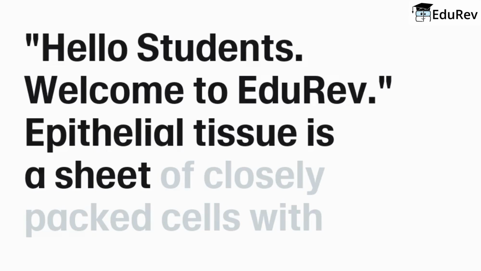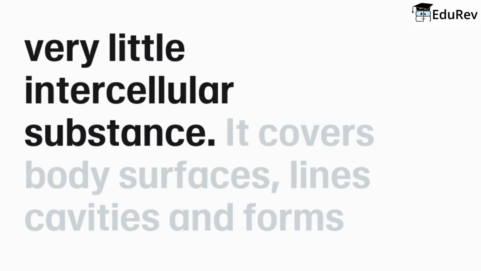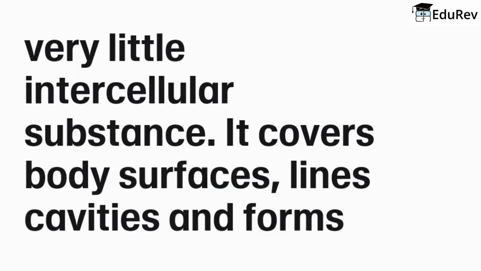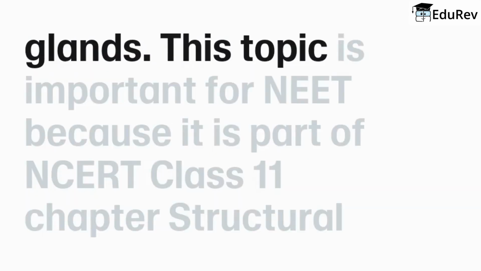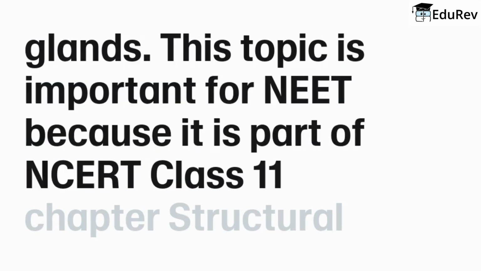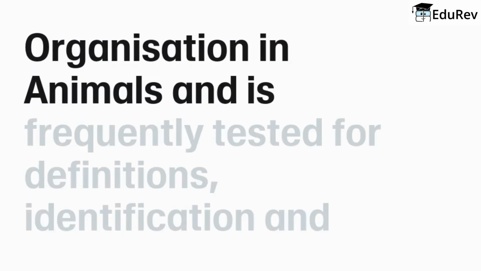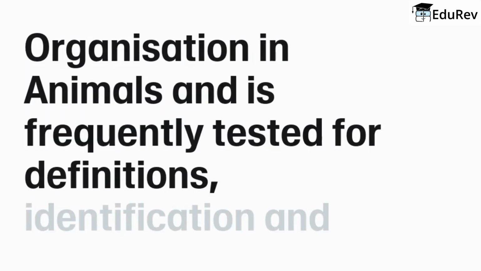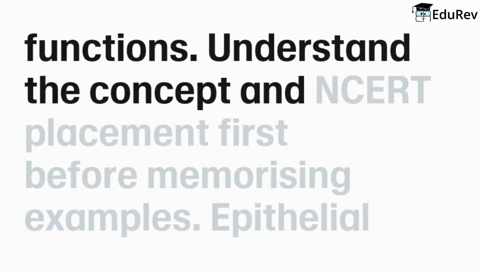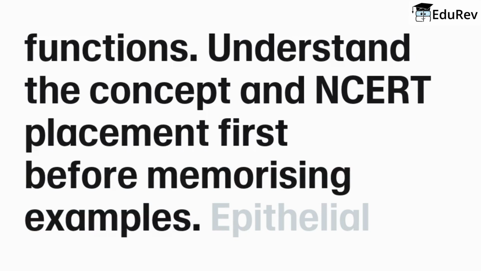Epithelial tissue is a sheet of closely packed cells with very little intercellular substance. It covers body surfaces, lines cavities, and forms glands. This topic is important for NEET because it is part of NCERT Class 11 chapter Structural Organization in Animals and is frequently tested for definitions, identification, and functions. Understand the concept and NCERT placement first before memorizing examples.